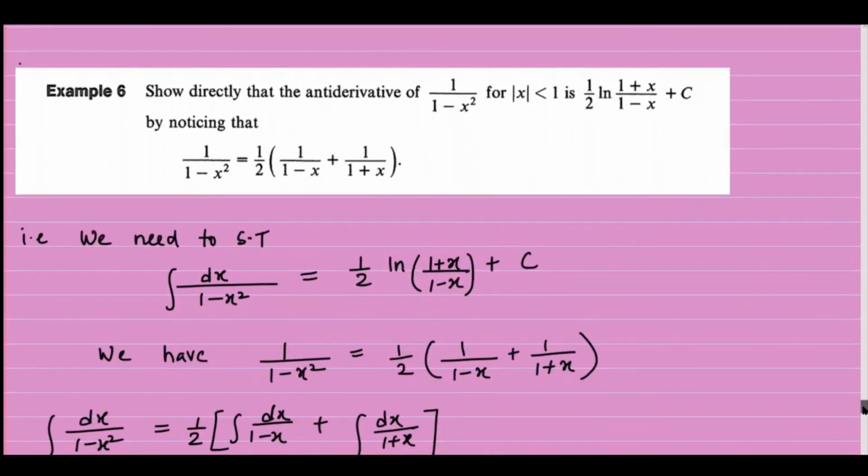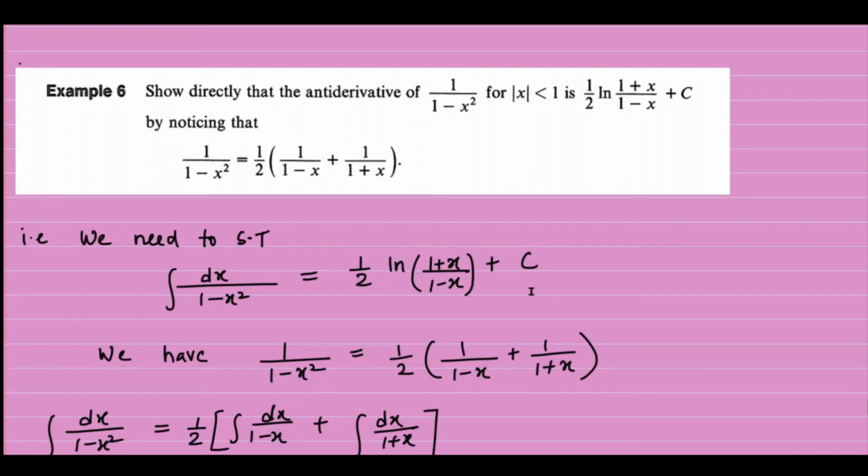Now we will see one more problem. Show directly that the antiderivative of 1 by (1 minus x square) for mod x less than 1 is half logarithm of (1 plus x) by (1 minus x) plus c, by noticing that 1 by (1 minus x square) is half into [1 by (1 minus x) plus 1 by (1 plus x)]. So it means that we have to show that integral dx by (1 minus x square) is equal to half logarithm of (1 plus x) by (1 minus x) plus c.